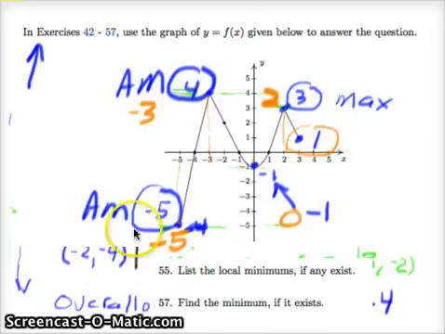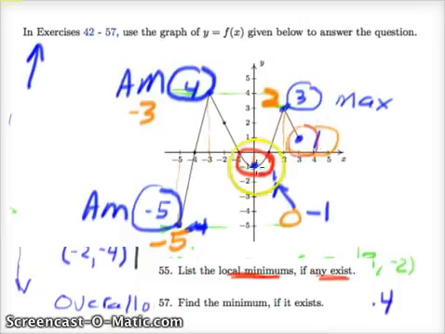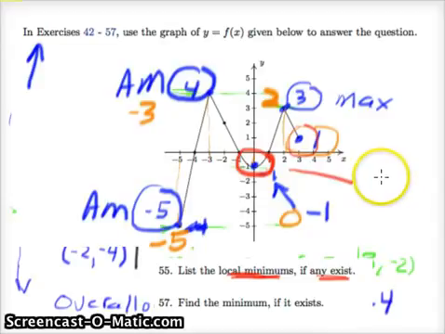All right, number whatever. Let's get a color here. List the local minimums, if any exist. Not absolute, but local, so that's a relative min. Here's a relative min. I wouldn't really use this one. I would just use this one right here. And what is the relative min? It's negative 1, and it happens at 0, negative 1.